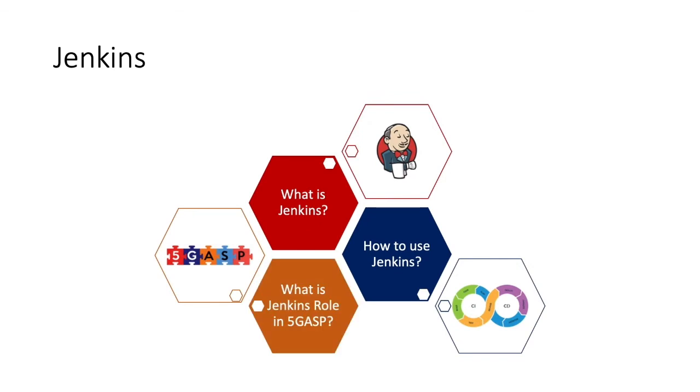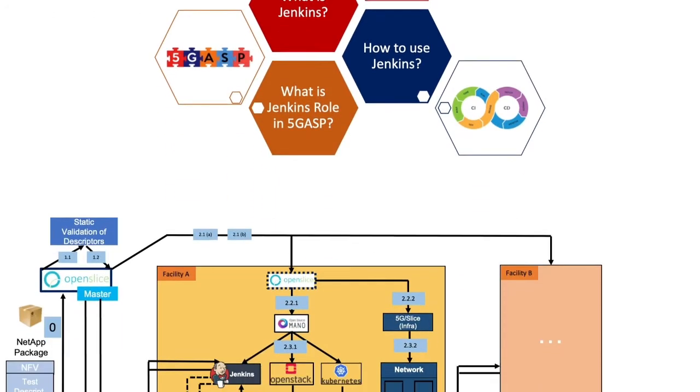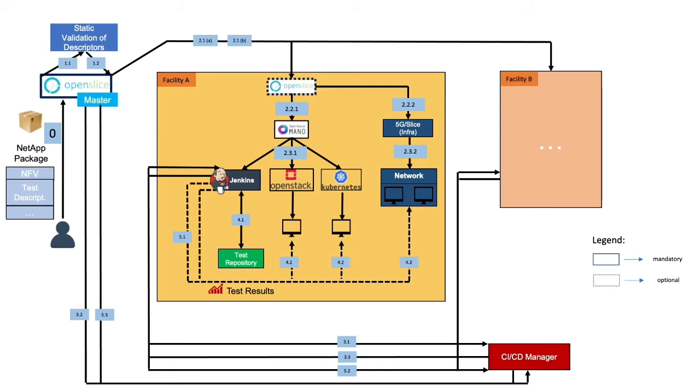What is Jenkins' role in 5GASP? In 5GASP, one of the main components of the CI/CD service is Jenkins. We deploy one Jenkins agent per NetApp. These agents are entirely independent of each other, since one of the goals of the CI/CD service is to be as modular as possible. Thus, not deploying a Jenkins cluster, because in that scenario, the CI/CD service would be highly coupled to Jenkins, which is to be avoided.